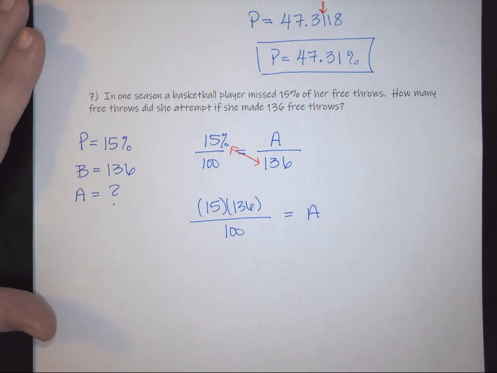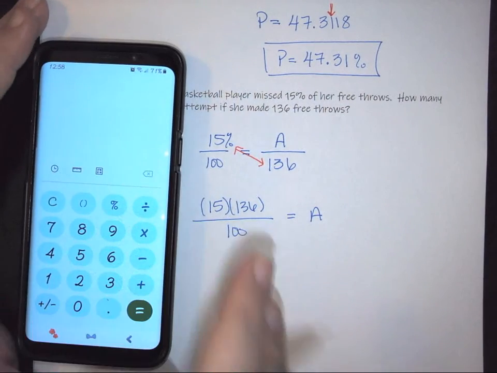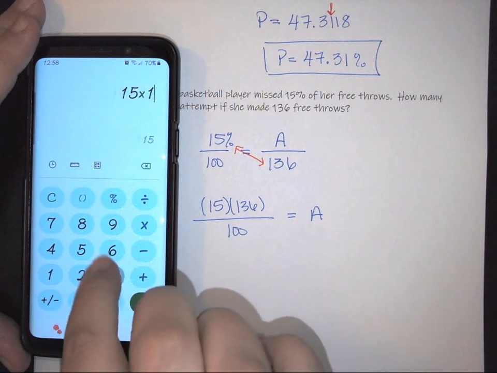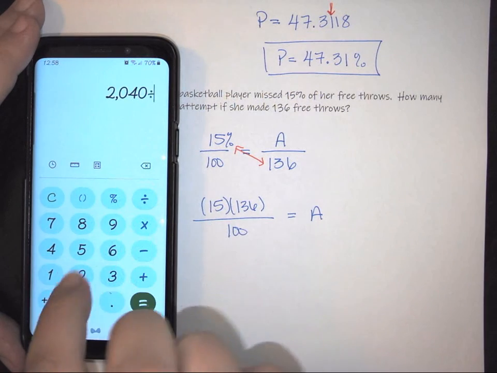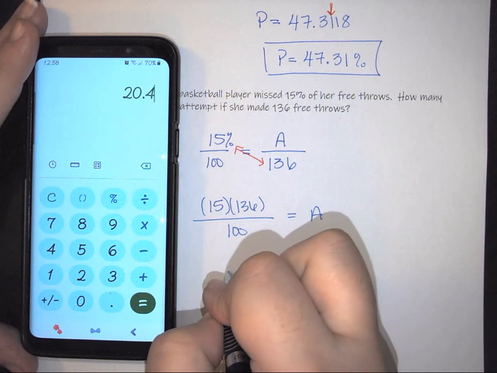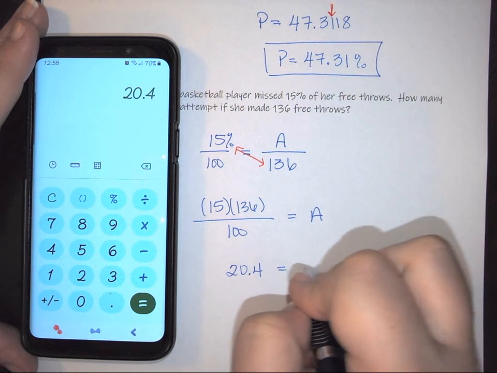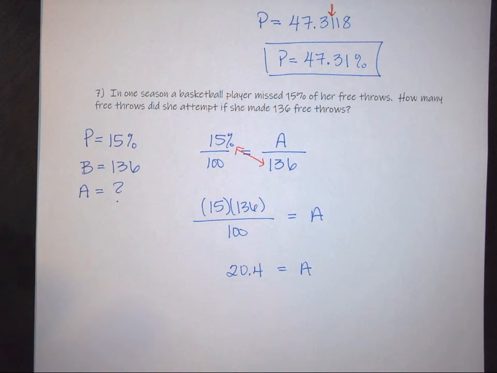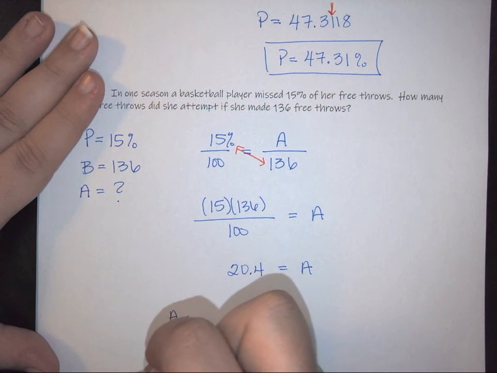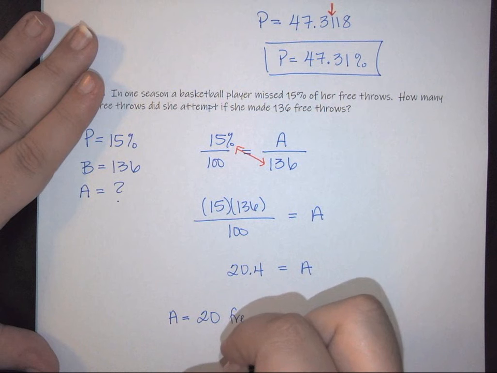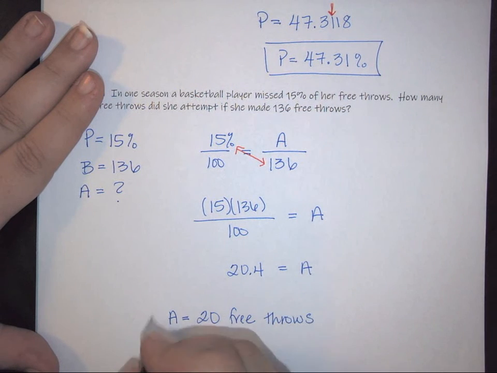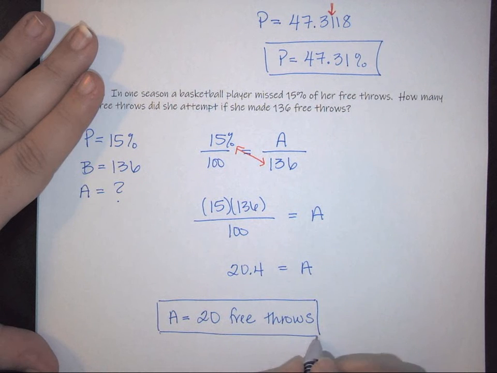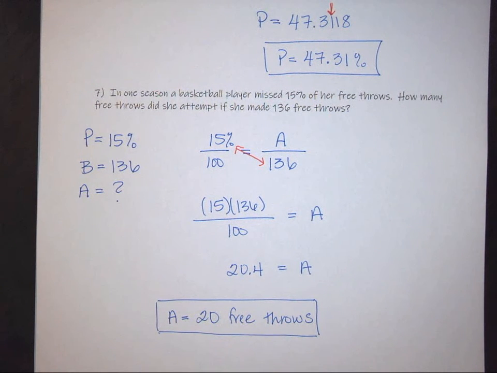And so here we would go ahead again. 15 times 136 equals, divide that by 100, and we end up with 20.4 equals A. Now, let's think about this logically. Can I throw part of a free throw? Well, that answer is no. So therefore, A would be 20 free throws. Okay, in this case, we would end up rounding down to the nearest free throw, because you can't just throw a part.